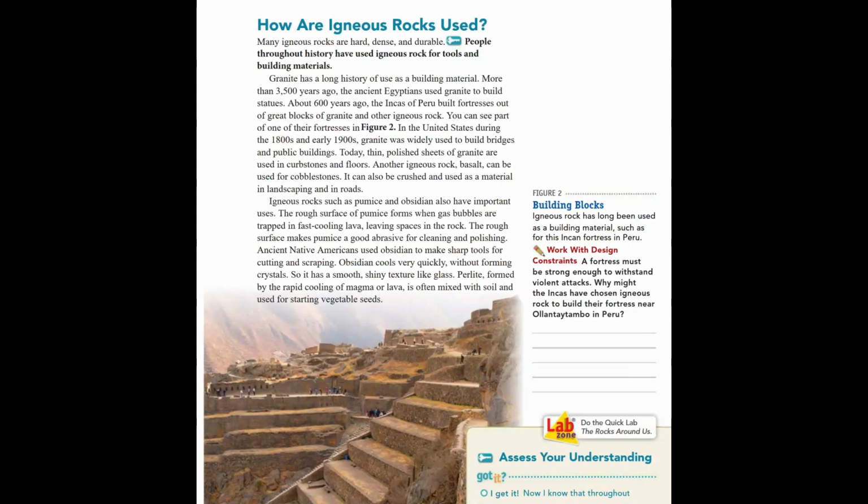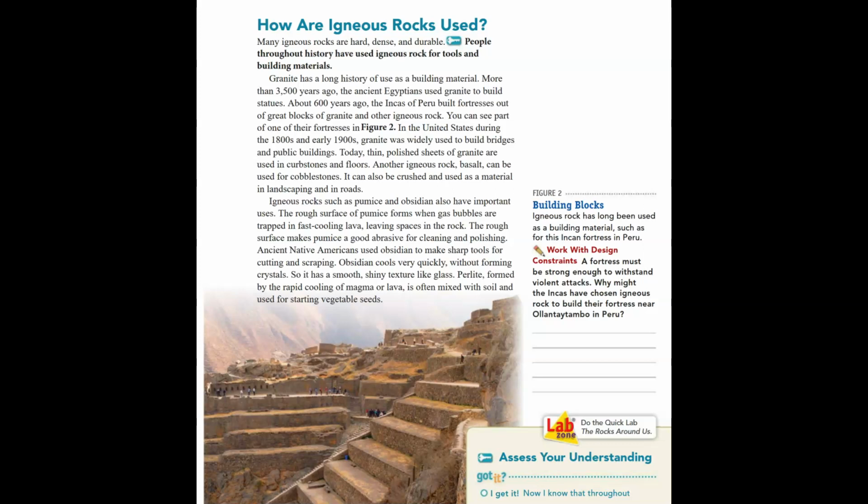How are igneous rocks used? Many igneous rocks are hard, dense, and durable. People throughout history have used igneous rocks for tools and building materials. Granite has a long history of use as a building material. More than 3,500 years ago, the ancient Egyptians used granite to build statues. About 600 years ago, the Incas of Peru built fortresses out of great blocks of granite and other igneous rock.